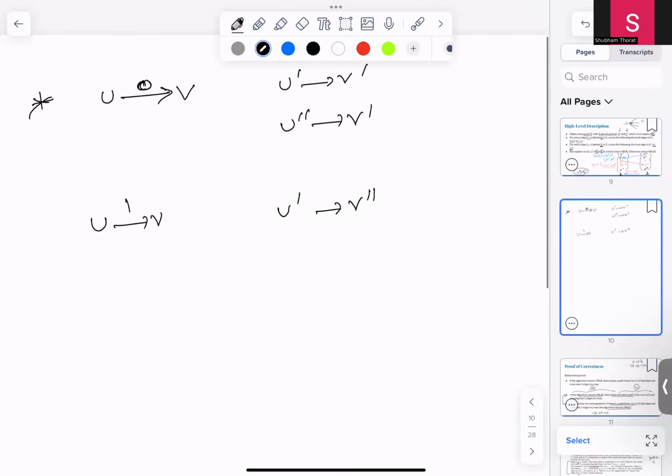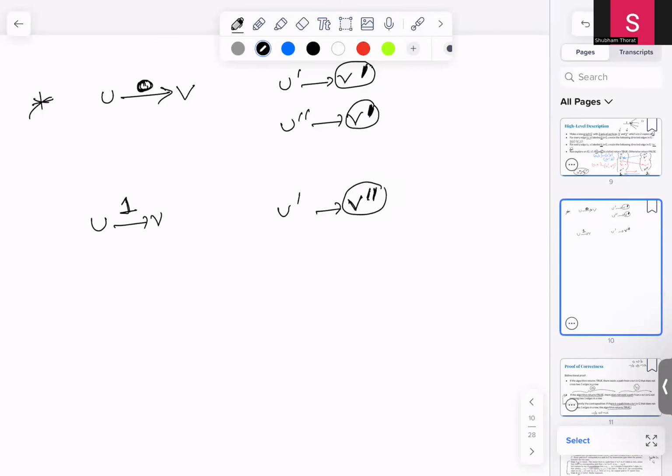So the idea here is to look at the last vertex that you have here. If it is a zero labeled edge, you will only be at a single prime, a single dash. And if the edge is labeled by 1, that means you are at this double prime vertex. So that's the distinction. That's how we are keeping track of the last vertex that we saw, or the last edge that we saw.